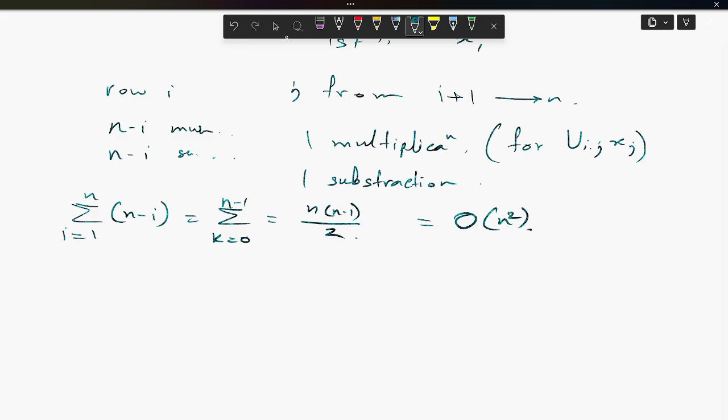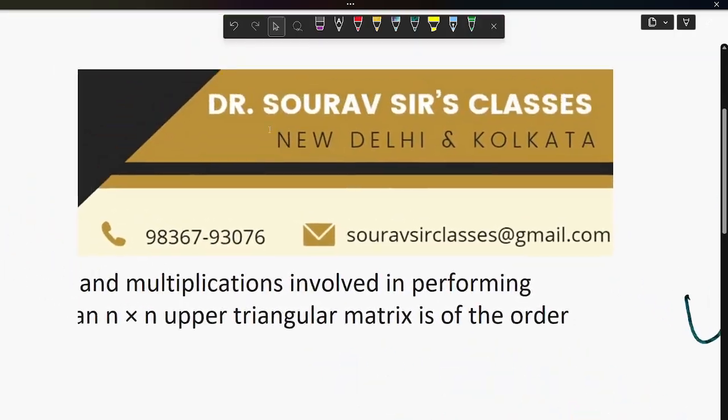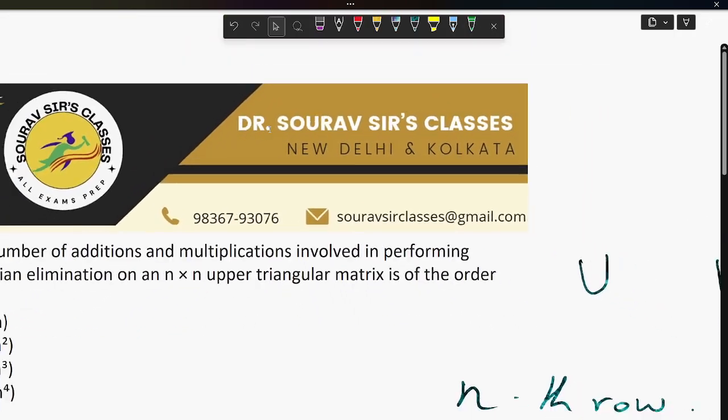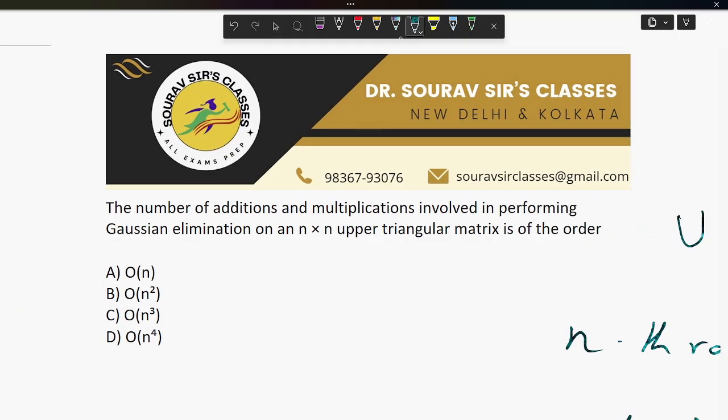Okay, so the number of additions and multiplications is of order big O of n square, which is the correct answer of this question. So the correct answer of this question is our option B. Okay. Hope you understood, guys.